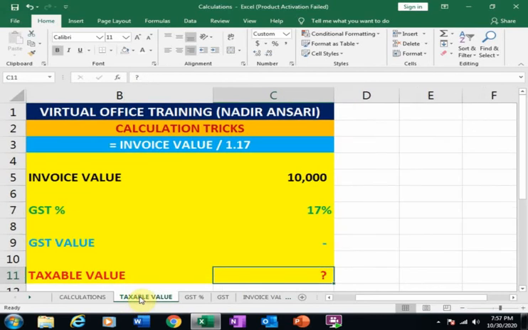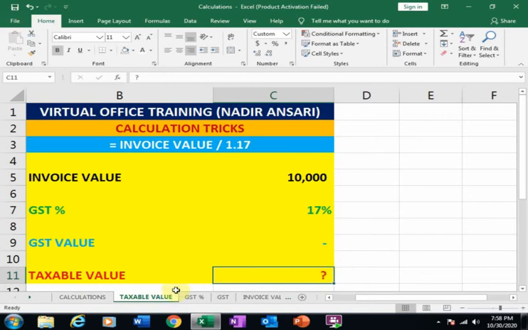Here is another sheet. Here I want to know the taxable value. Invoice value and GST percentage are given and I want to know the taxable value. Invoice value divided by 1.17, we will get the taxable value. If GST is 18%, we will divide by 1.18. If GST is 20%, we have to divide by 1.20.